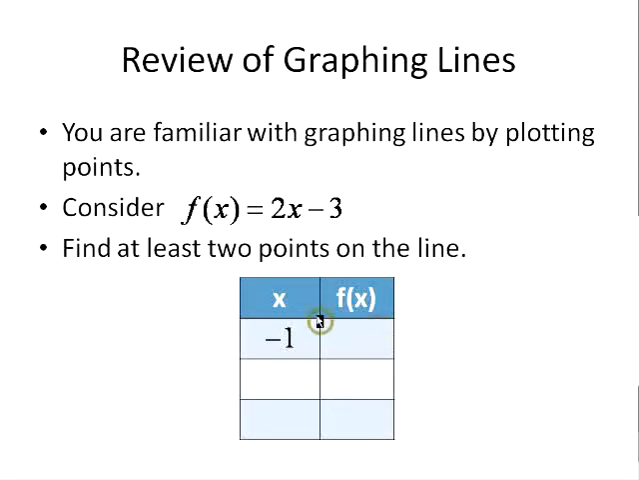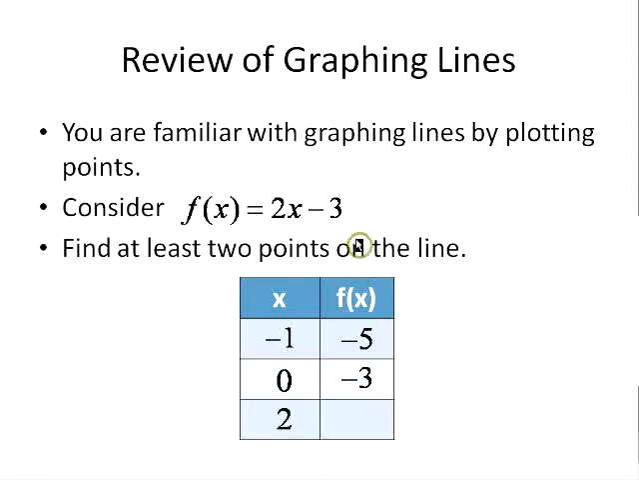Anyway, if we take -1 and substitute it in for the x value, we're going to have 2 times -1, which is -2, minus 3 gives us -5. Another value we could choose is x equal to 0. If x is equal to 0, we have 2 times 0, which is 0, minus 3, which will give us -3. We don't have to find a third point, but it is often advisable to find a third point.